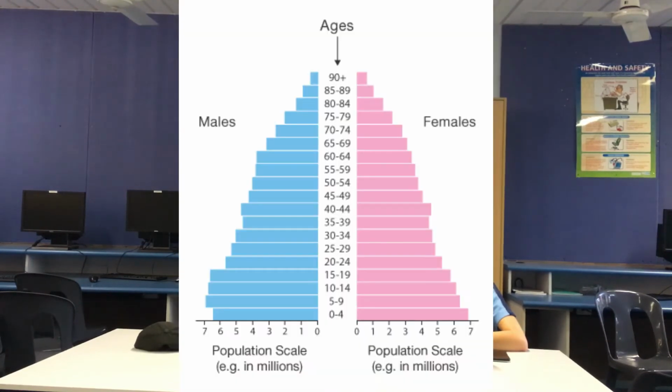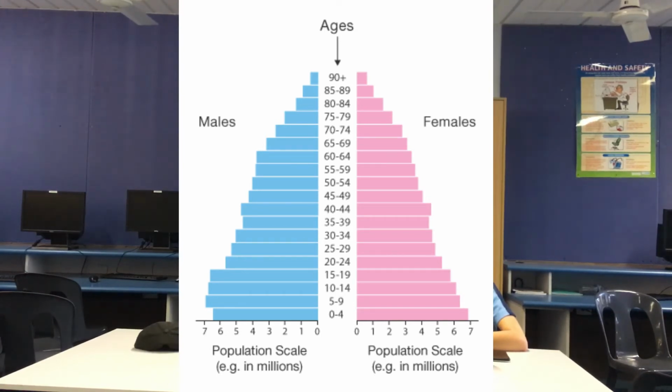Well done. So Bryce, what exactly is a population pyramid? A population pyramid is a pair of back-to-back histograms. For an example, I'll pop up a population pyramid right here. It shows all age groups and sexes. In the pyramid, it displays a distribution of population.